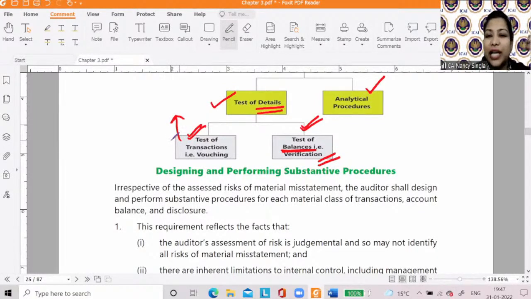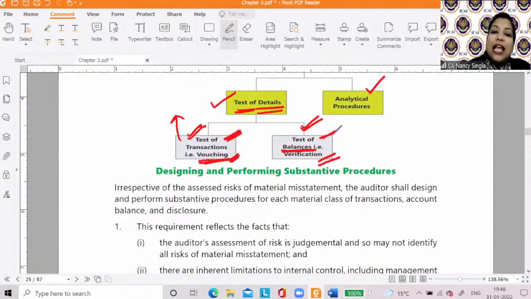Now, the number of transactions that have taken place during the year, your purchases, sales, cash inflow and outflow, the auditor is going to vouch them. What is meant by vouching? It is when you are examining the documentary evidence. So when the auditor is performing test of details, checking the substantive procedures, he is checking the transactions that have taken place during the year, and he is checking the balances that are appearing in the balance sheet.